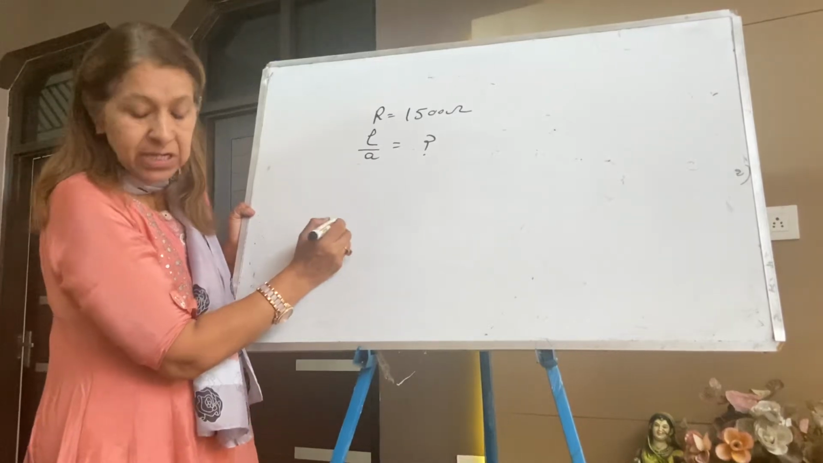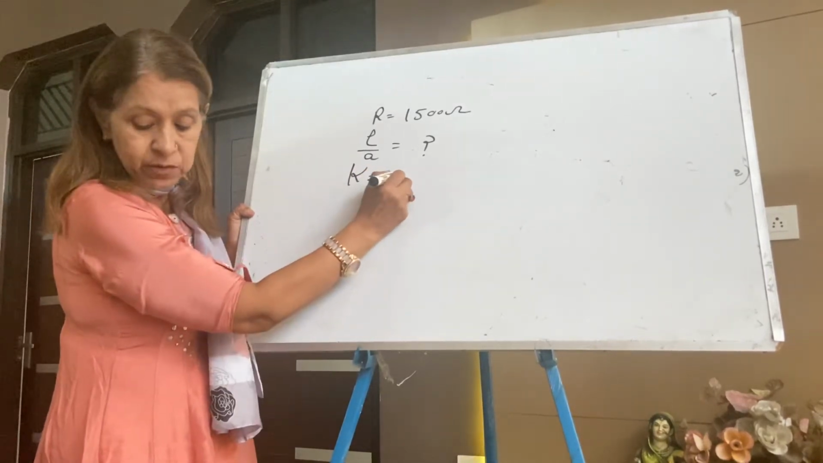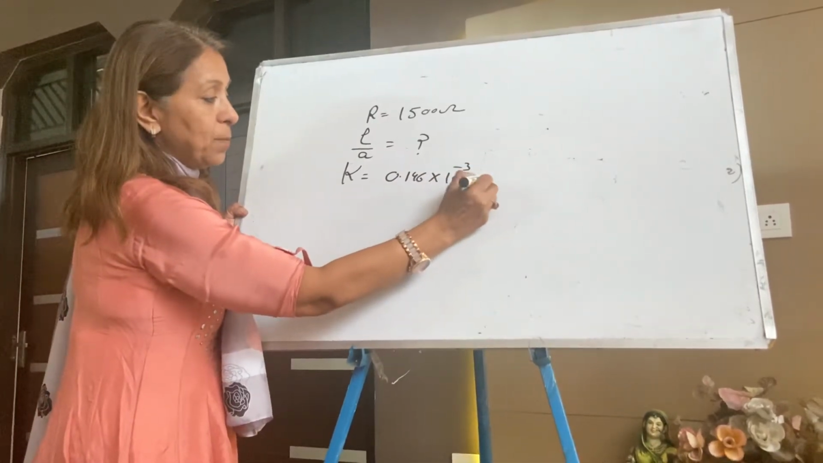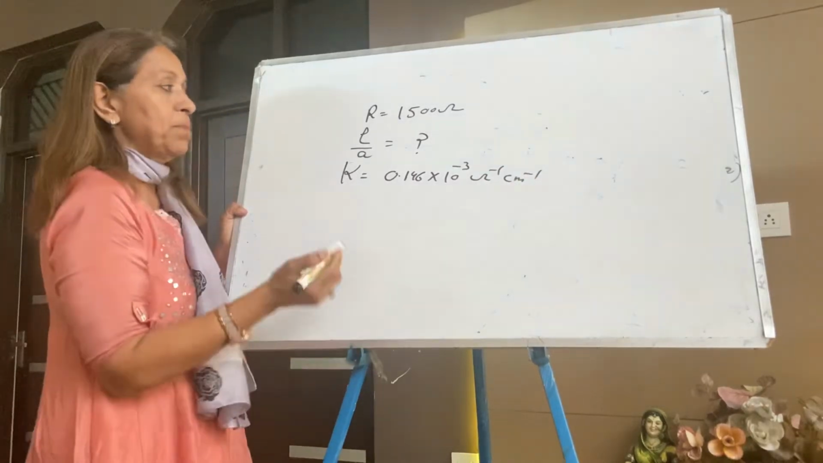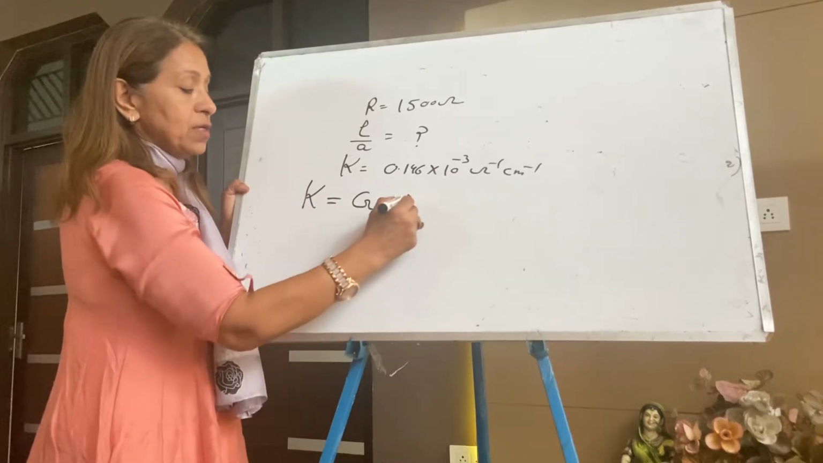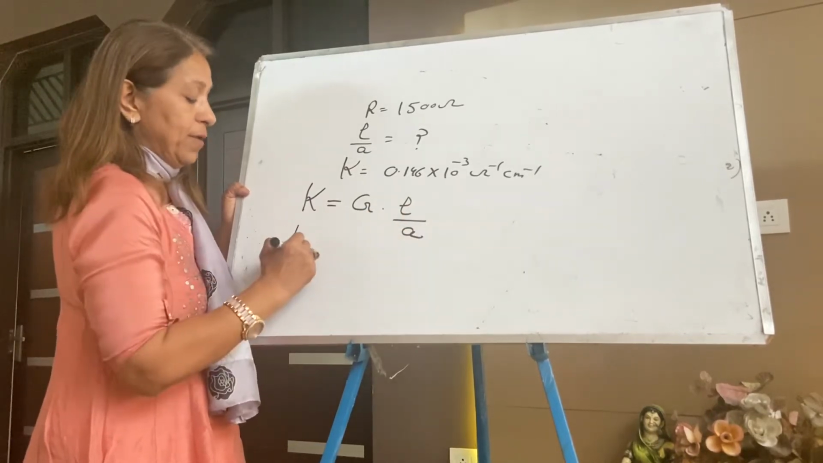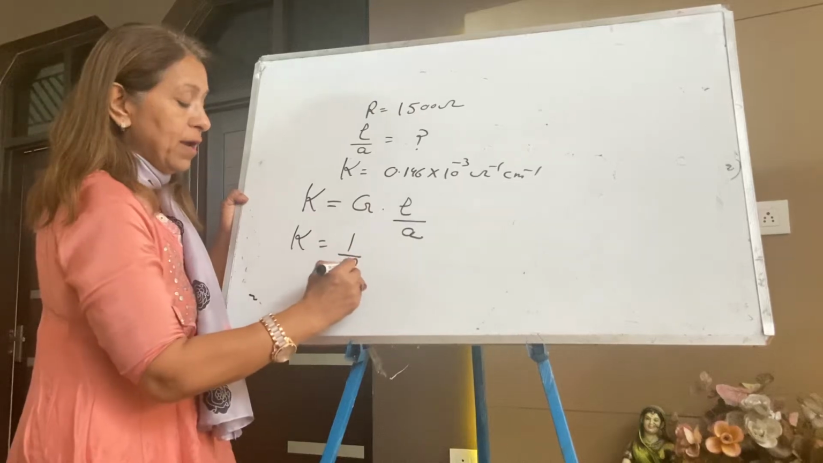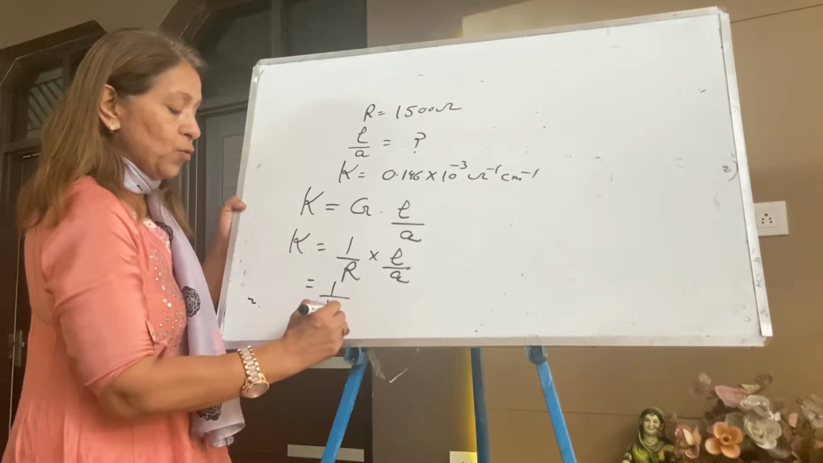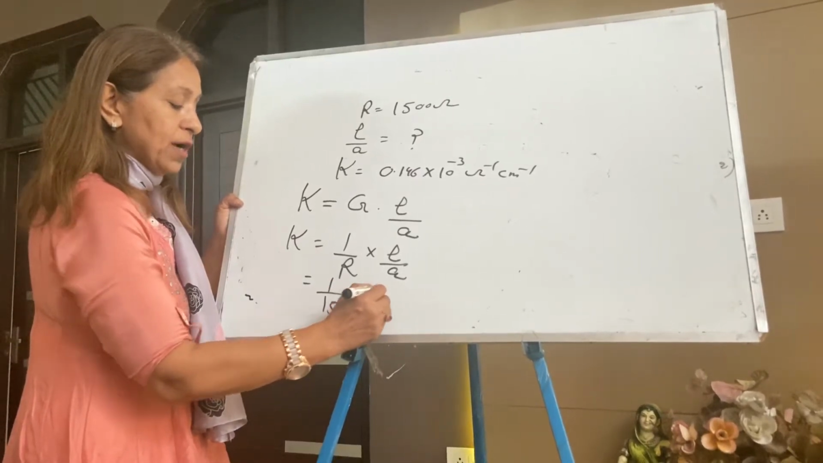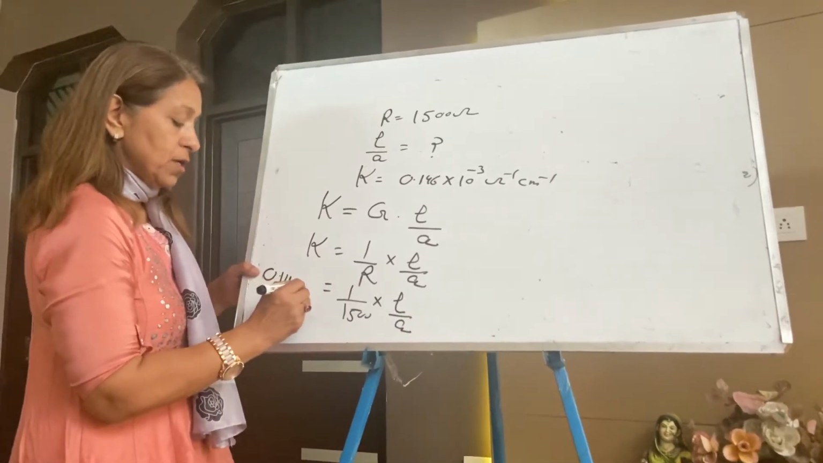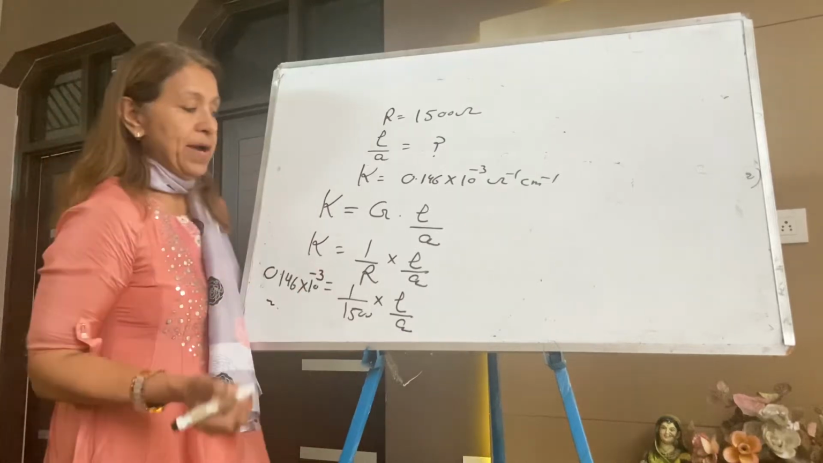If the conductivity is given, conductivity is 0.146 into 10 raised to power -3 per ohm per centimeter. Very simple. Write down K is equal to G. One step only. K is equal to G into L by A. K is equal to 1 by R into L by A. R is 1500 ohm and L by A is the question mark. K is given, 0.146 into 10 raised to power -3.